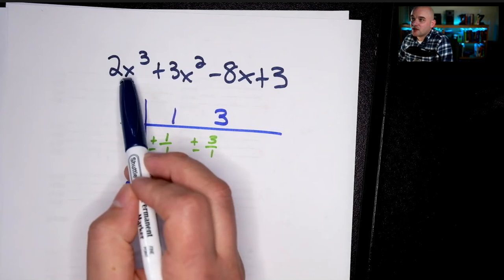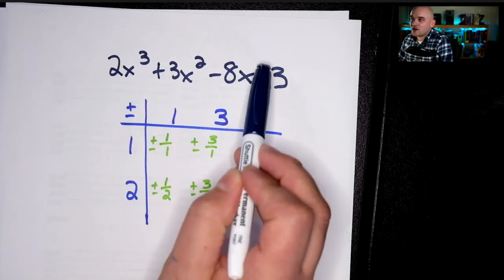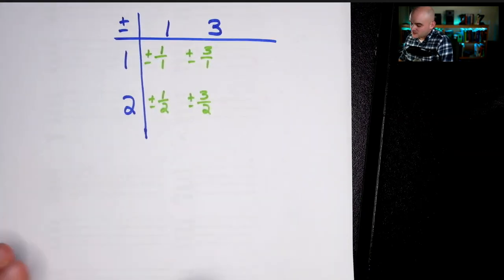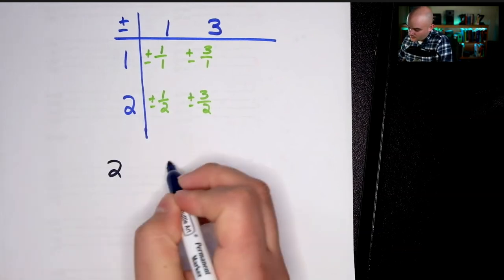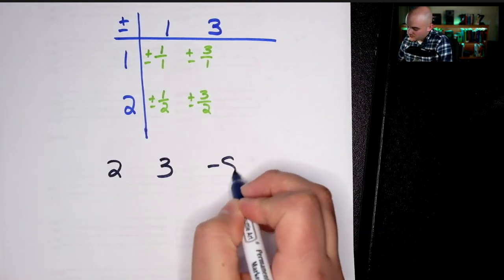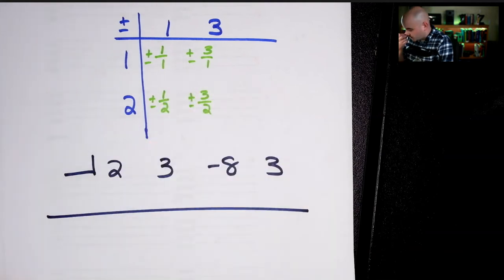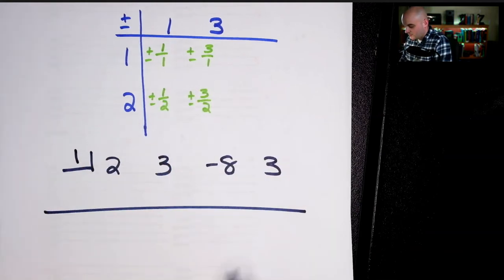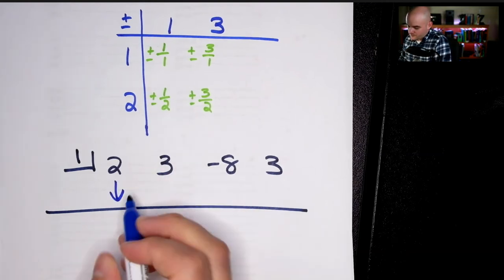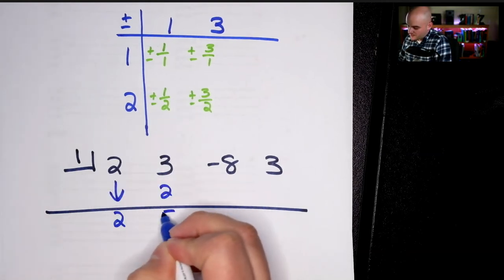Before I set up my synthetic division, I want to make sure it goes x cubed, x squared, x to the first, x to the 0. So now it is ready to rock and roll. We can just set down the coefficients. And I'm going to start off with the easiest one, which I think is positive 1, and hopefully we get a winner there. So I'm going to drop the 2, multiply and add.